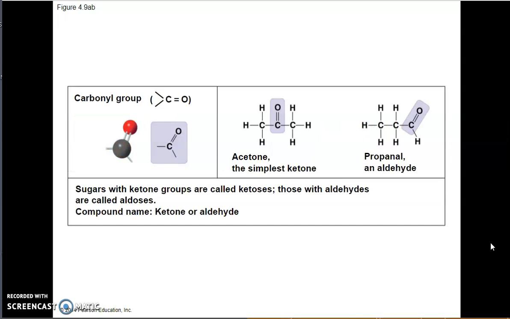A carbonyl group consists of an oxygen atom joined to the carbon skeleton by a double bond. Here we can see sugars with ketone groups called ketoses. Those with aldehydes are called aldoses. If the carbonyl group is on the end of the skeleton, the compound is an aldehyde. If the carbonyl group is within the carbon skeleton, the compound is a ketone. Isomers with aldehydes and those with ketones have different properties.